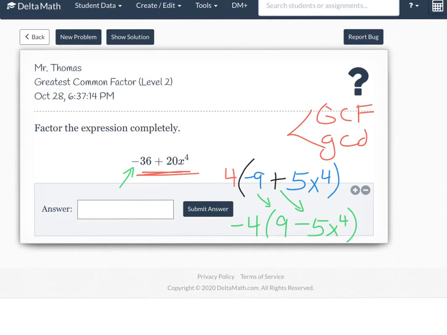Sorry about the bell there. Okay, so that's GCF. Let's go to the next problem.